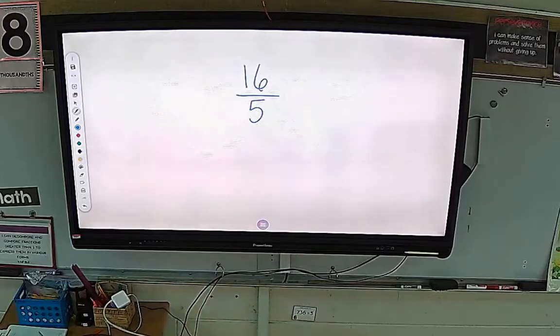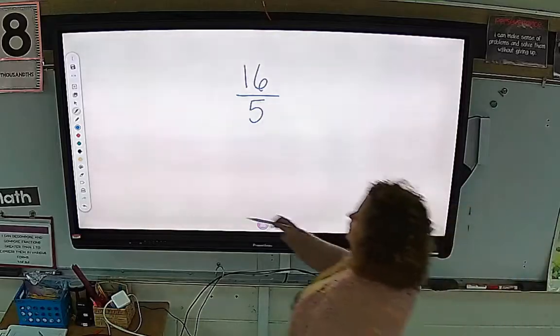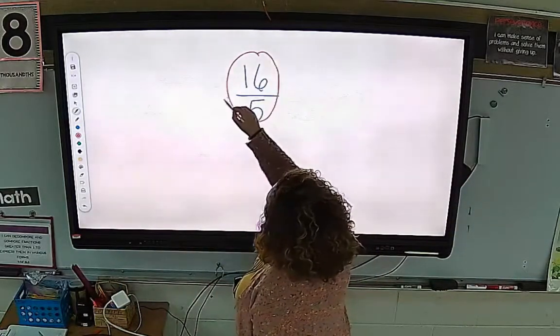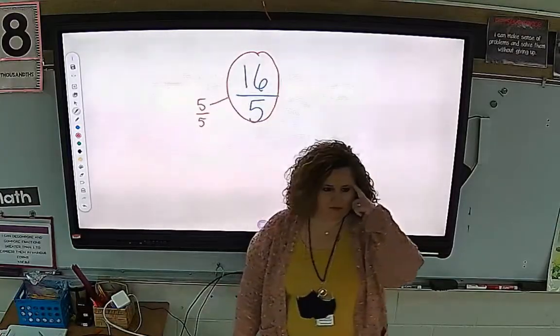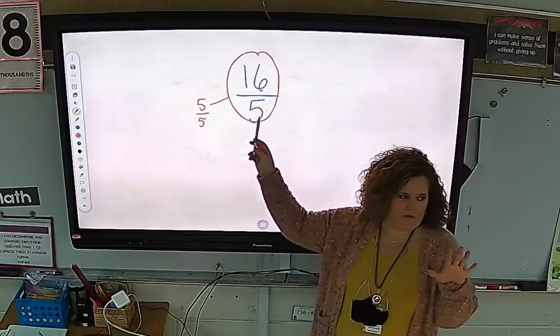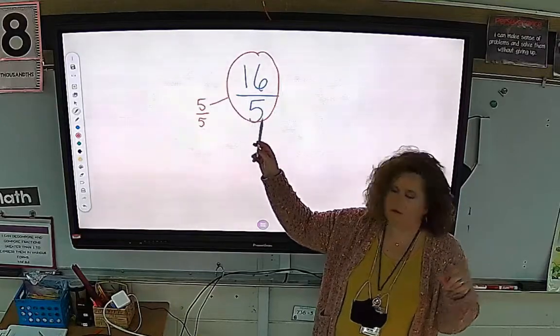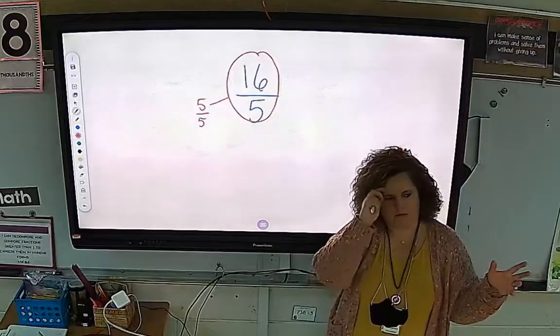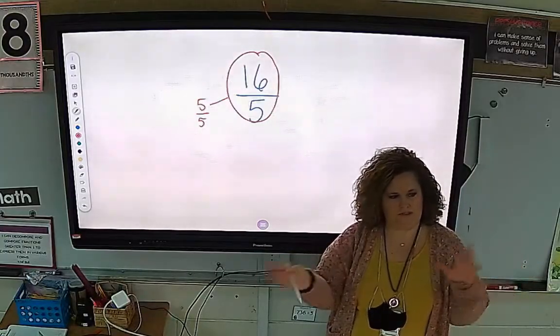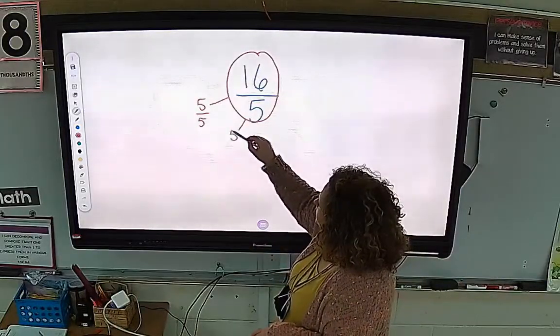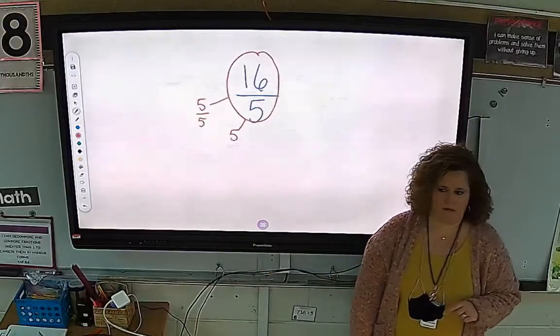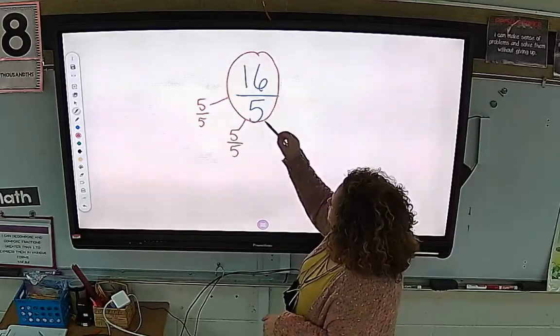So you've got to do a little subtraction along the way. You're trying to pull out 5/5 as many times as you can, so do it one at a time. I'm going to pull out 5/5. Once I pull out 5, how many fifths do I have left? When I pull 5 away from 16, how many do I have left? 11. I can still pull out another group of five. How many groups of five can I pull out of 16 total? Three. I can pull 5/5 out three times.